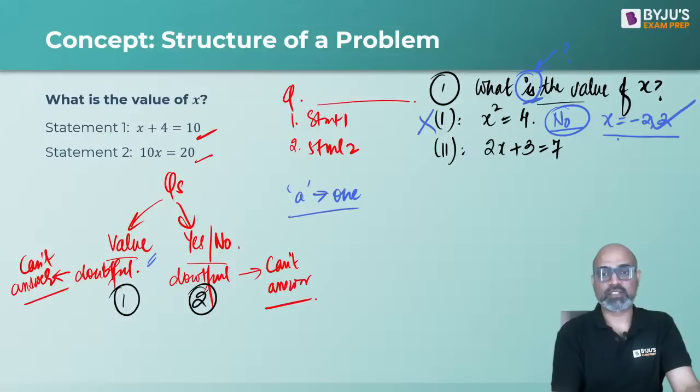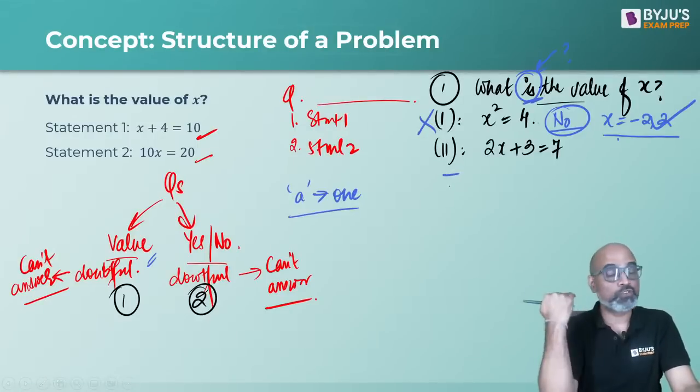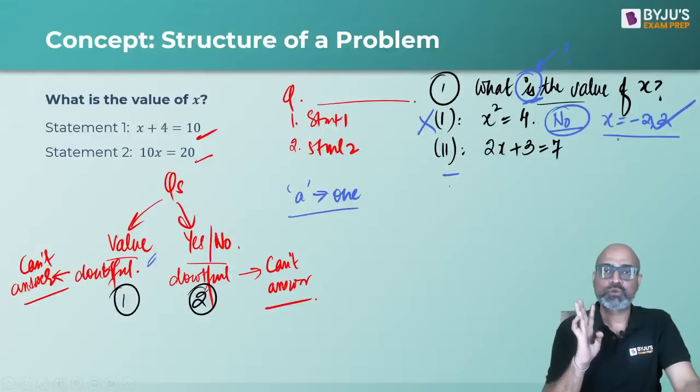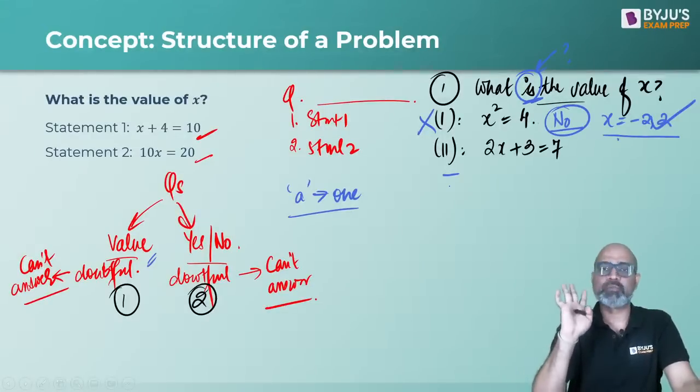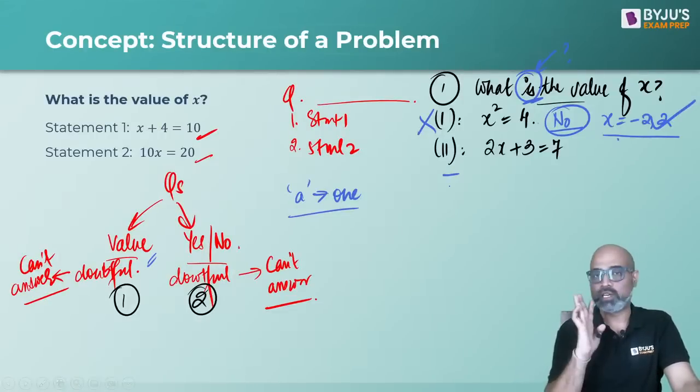Okay, so we can't answer this. Let's go to the second statement. Now, once you are done with one of the two statements, forget about it. Short-term memory loss hona chahiye. The moment you read it, you are done with it, forget that you even read it. That's when you're not going to make a mistake. Because the moment you read the next one, you'll be like, oh, I'm getting the answer from both of them together. Ye galat ho jayega.